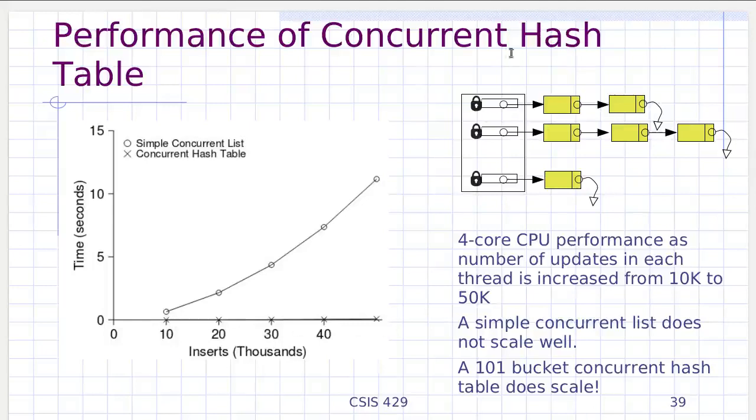So here you have a nice complicated data structure that does a lot better than a simple data structure of a linked list. And you can see why: there are 101 locks here, whereas there's only one lock for the simple linked list data structure, and therefore that linked list data structure takes a lot of time. Okay.